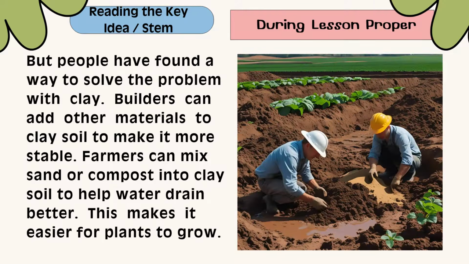But people have found a way to solve the problem with clay. Builders can add other materials to clay soil to make it more stable. Farmers can mix sand or compost into clay soil to help water drain better. This makes it easier for plants to grow.